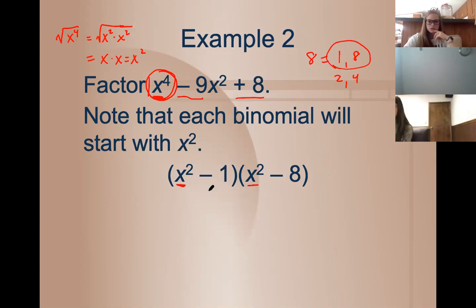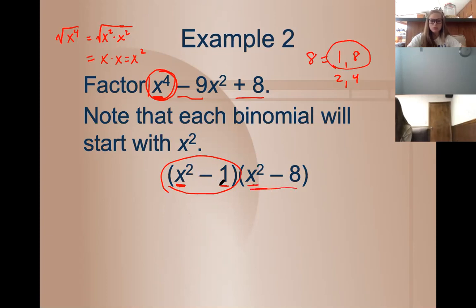Check out these guys, x squared minus 1 and x squared minus 8. Can we keep factoring one of these? Are any of these the difference of 2 perfect squares? Well, let's check. Is x squared a perfect square? Yes. Is 1 a perfect square? Well, square root of 1 is 1. So yes, I can factor this. That's the difference of 2 perfect squares. What about this one? X squared minus 8. Well, 8 is not a perfect square. So I can't factor it, so we're just going to have to leave this one alone.